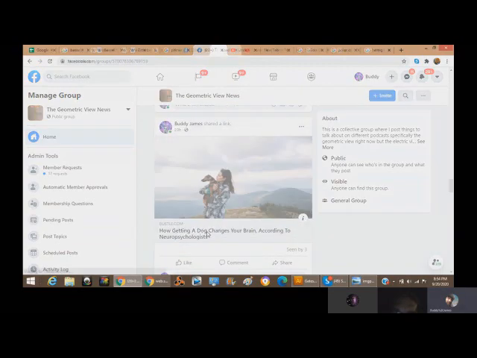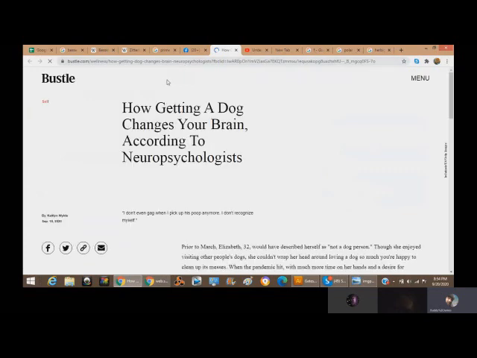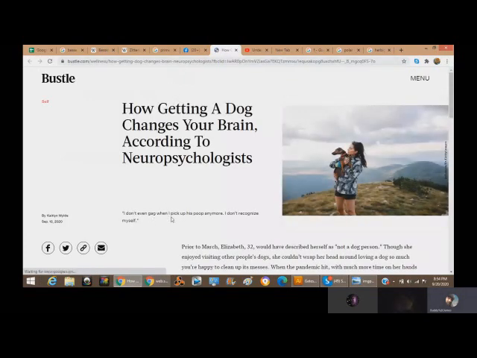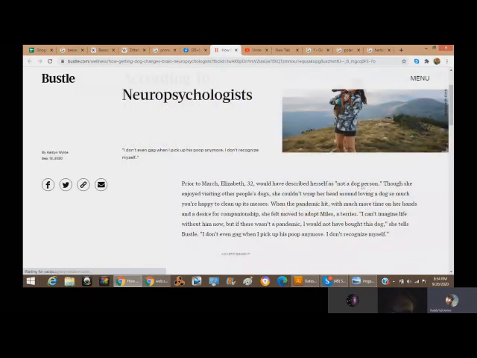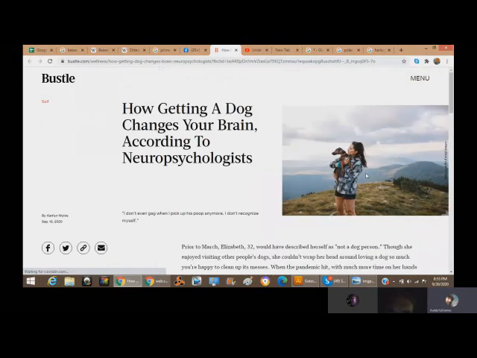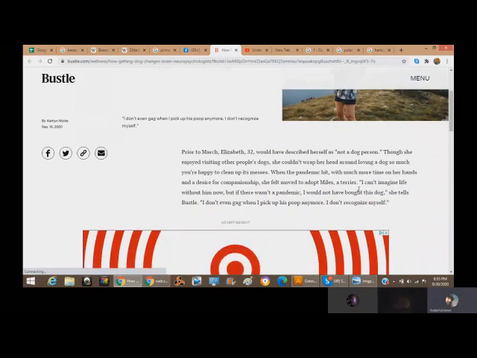Sorry. That was a cynical view on this article without even opening it. I don't even gag when I pick up his poop anymore. I don't recognize myself. That's a quote here. Wow. Even the dog poops good. Hey, Fido. Anyway, so yeah, this person would not describe herself as a dog person, though she enjoyed visiting other people's dogs. She couldn't wrap her head around loving a dog so much to have to clean up its messes. But when the pandemic hit, I changed my mind, and then I realized my mind changed. Funny how that works, isn't it?